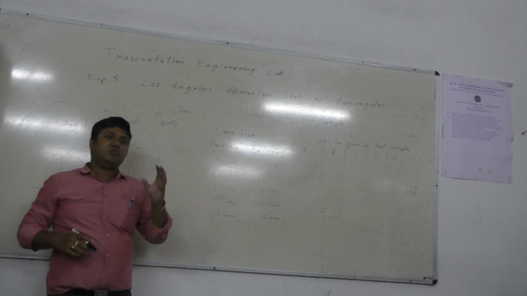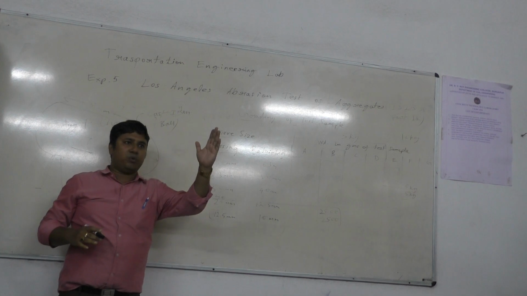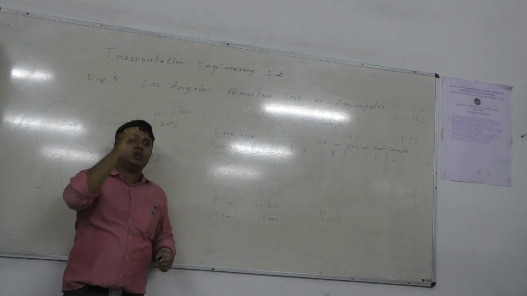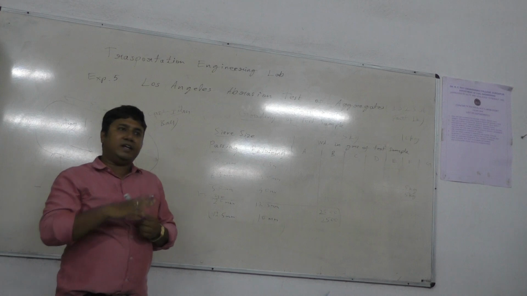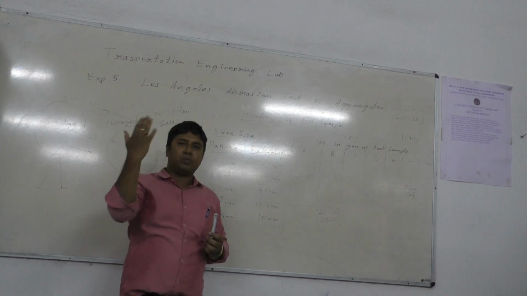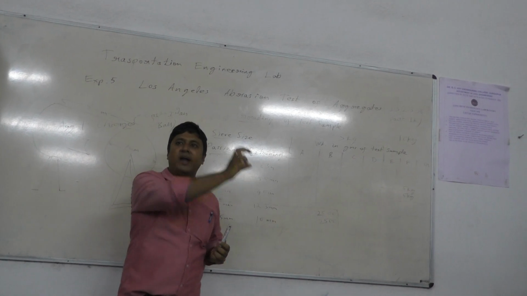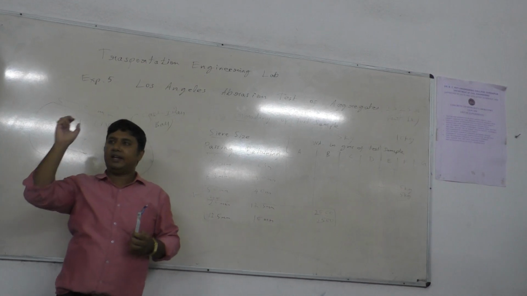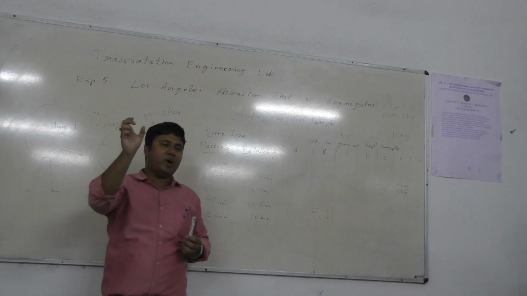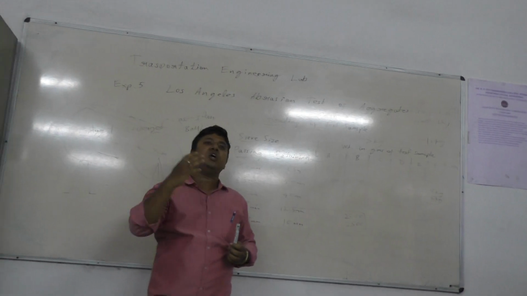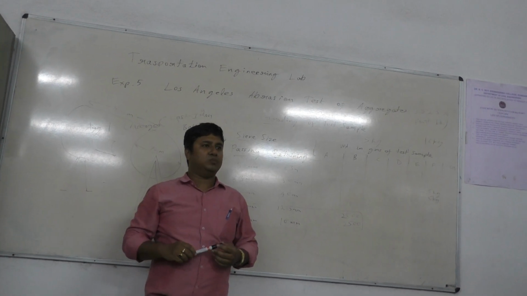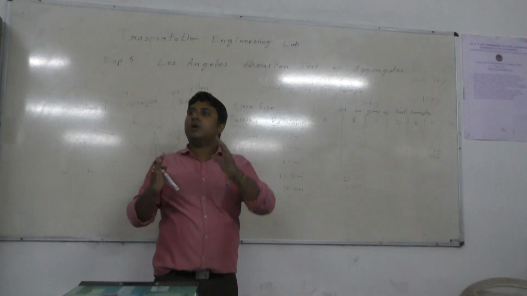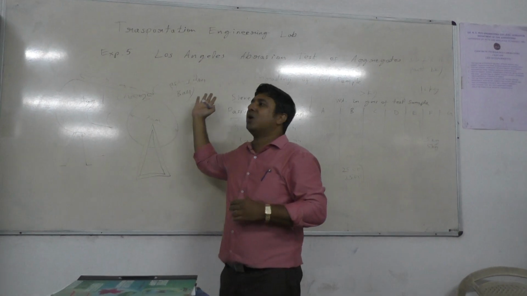After sieving, we will check the weight. Suppose the initial weight is W1, and the weight retained is W2. So W1 minus W2 is the passing weight. The initial weight minus the retained weight is your passing weight, divided by the initial weight into 100 will give you the abrasion value, the percentage passing through 1.7 mm.